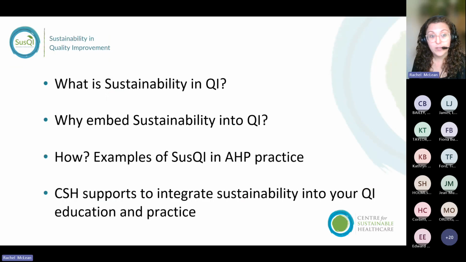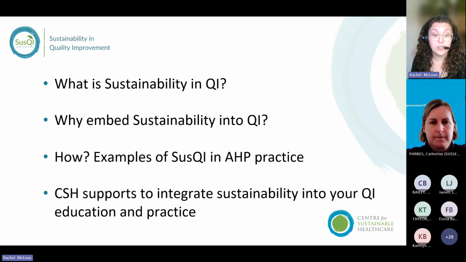So today I'm going to focus on the what, why, and how of SusQI. So we'll look at what it is, why we recommend embedding sustainability into QI, and how through an example of SusQI and AHP practice. And then very briefly at the end, I'll go through some supports that you can access from us to support you to do this within your own QI education and practice.